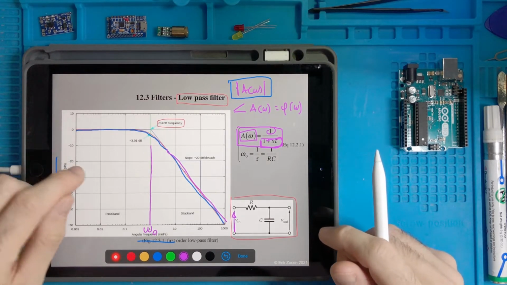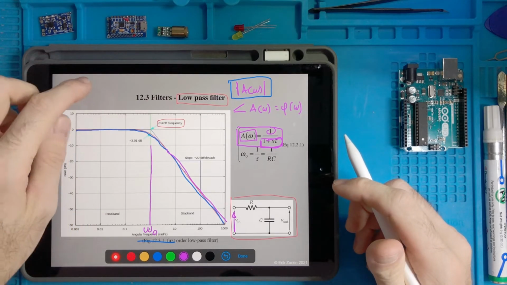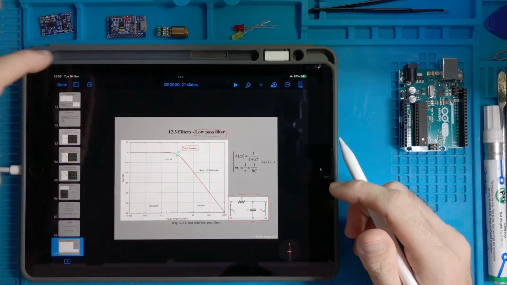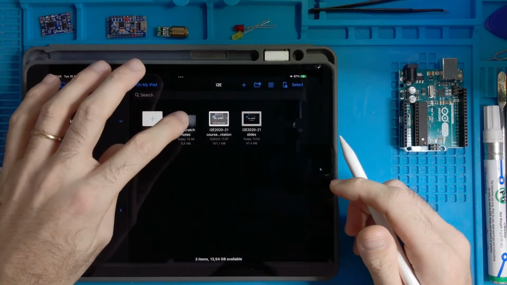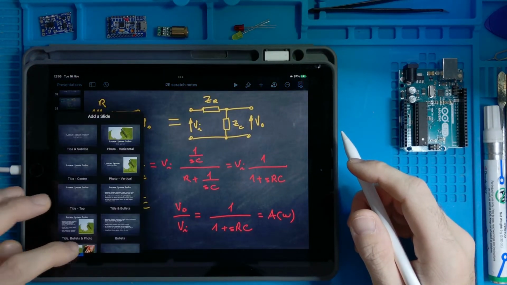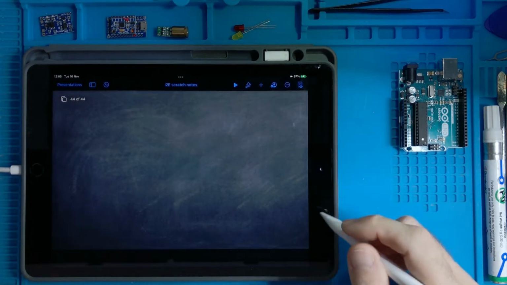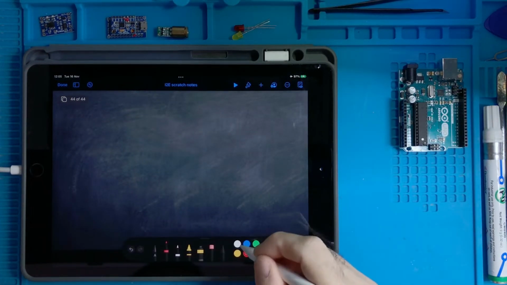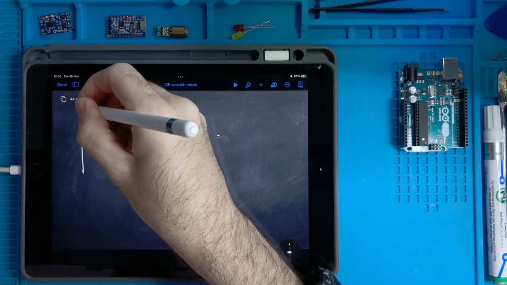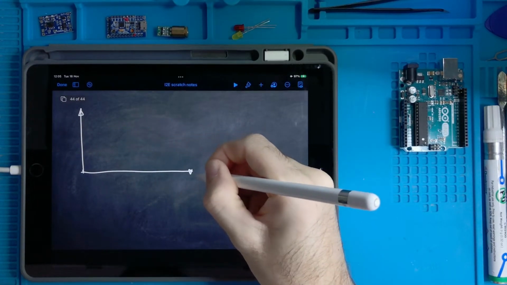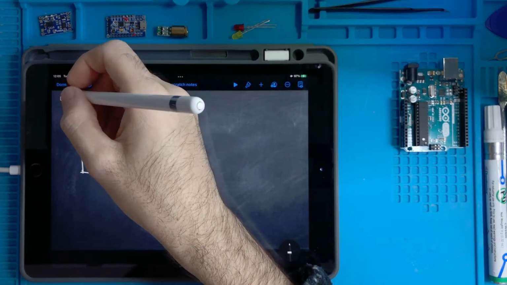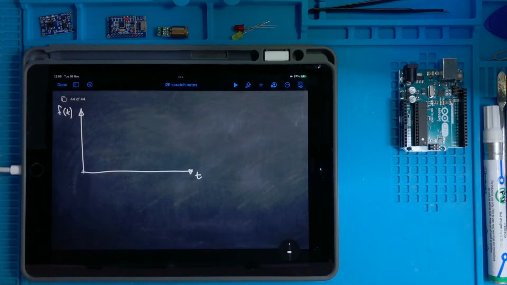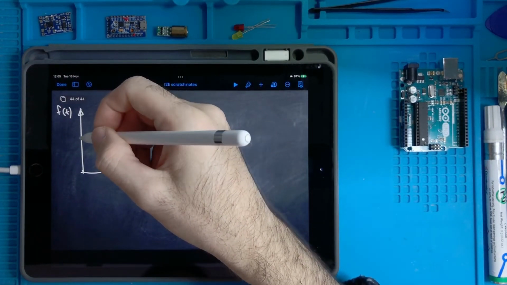So this thing is useful, for instance, now I go back to the blackboard. This thing is useful, for instance, when you have a signal like this. I draw a chart. So here you have time, and here you have a signal, let's call it f of t. A signal like this.